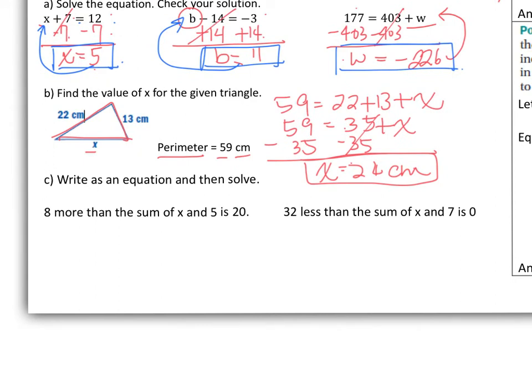Okay, here we have part C, write as an equation and then solve. Okay, I need to first translate this. 8 more than the sum of x and 5. Why do I know that I need to put parentheses around x plus 5? It is because this part of the phrase tells me that x and 5 need to be added together first. Sum of. Okay, and then is would be my equal sign, and I'm going to recopy the 20.